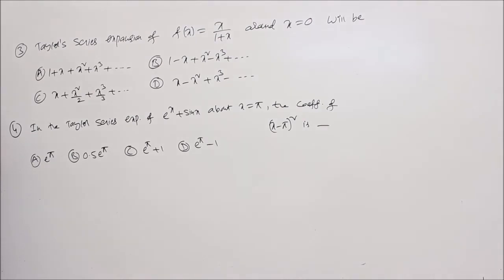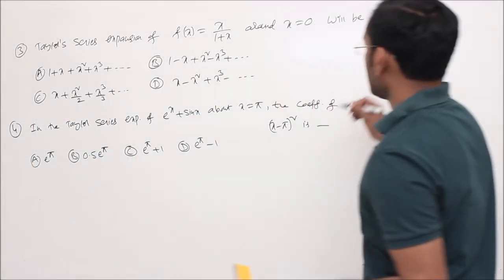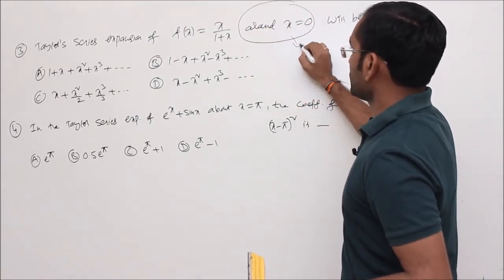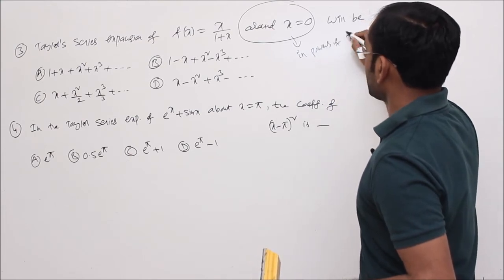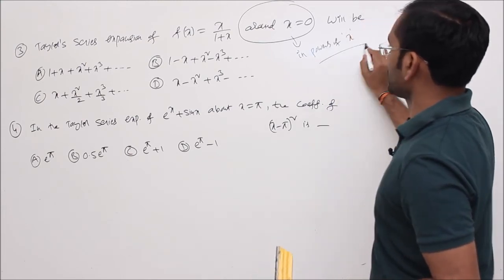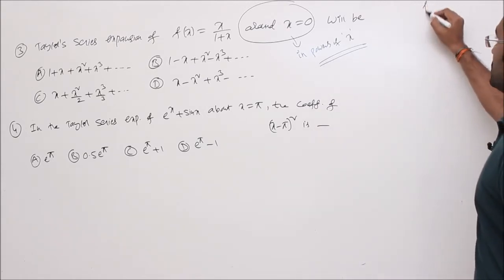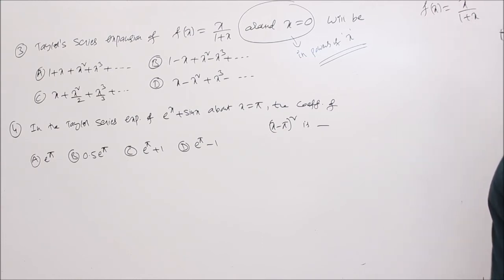Next problem on Taylor series. The Taylor series expansion of f of x is equal to x by 1 plus x around x is equal to 0 will be... See here, around x is equal to 0 means we need to find the series expansion in powers of x. In powers of x or around x is equal to 0, both are the same. So in powers of x, the given function is f of x is x by 1 plus x. We can do this problem in two ways again.